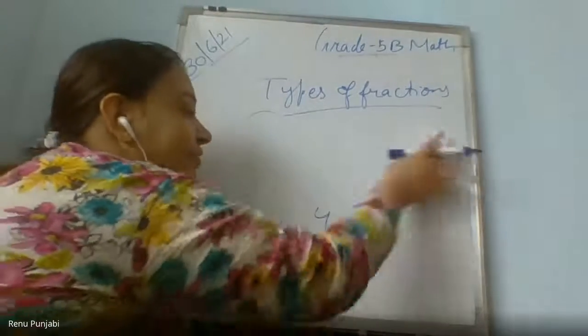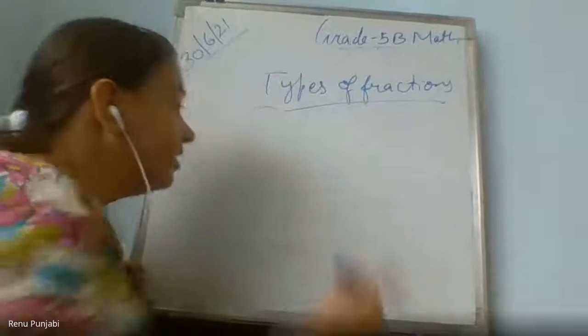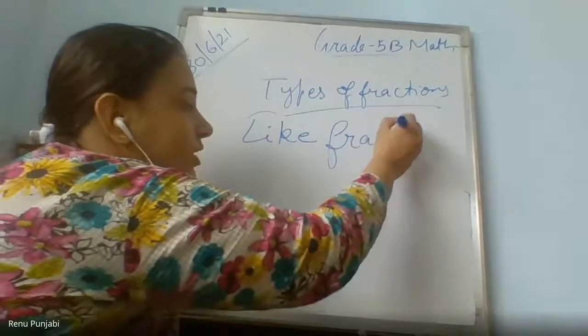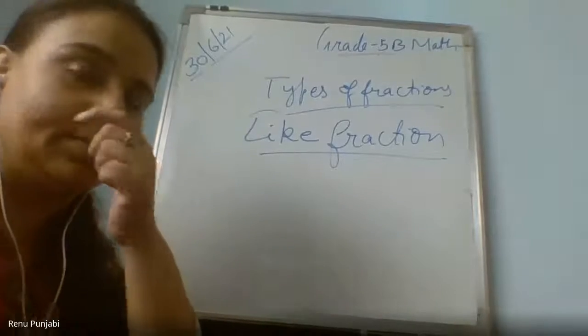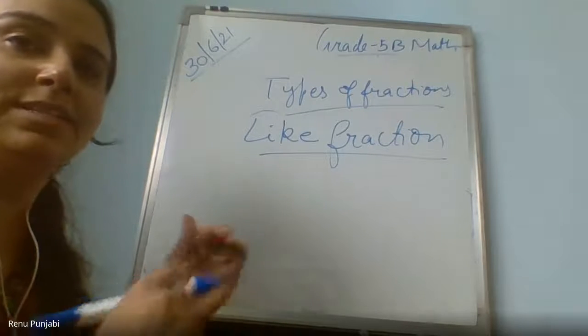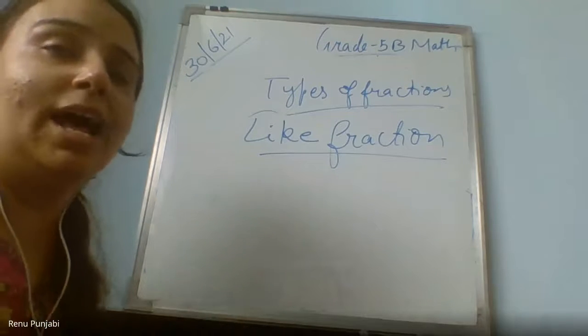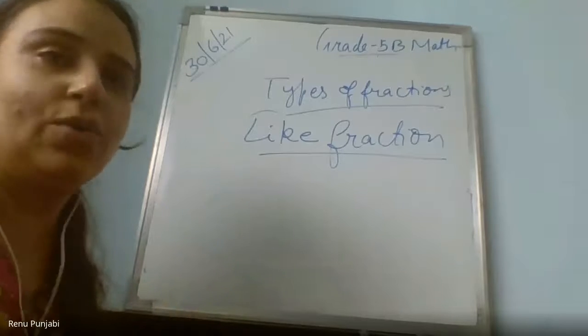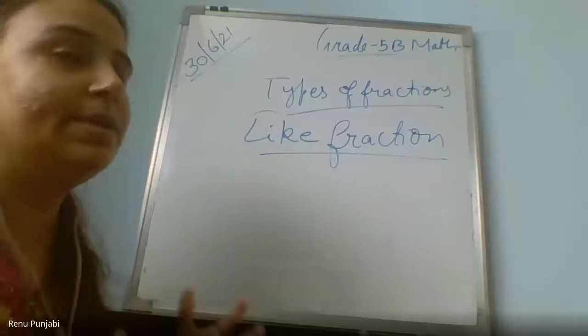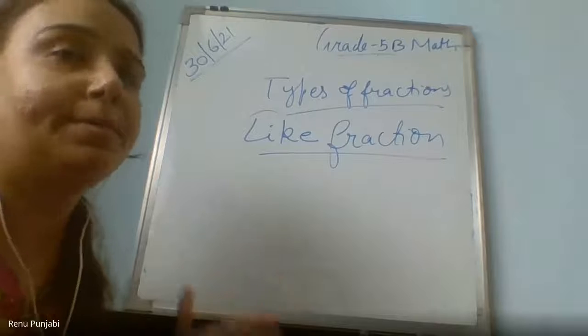Now go to the different fraction, which is like fraction. From the word like itself it must be becoming clear to you. Like means what? Proper. Ma'am, the denominator and numerator are same. Like means same. Now, same where? Similarity where? Numerator? No. Denominator. Similarity only in the denominator.